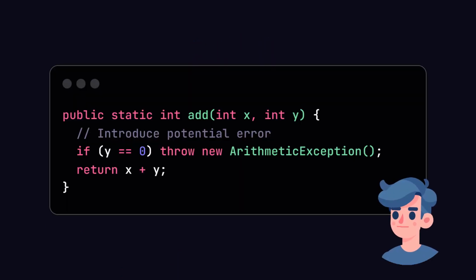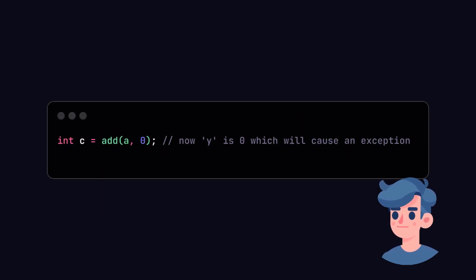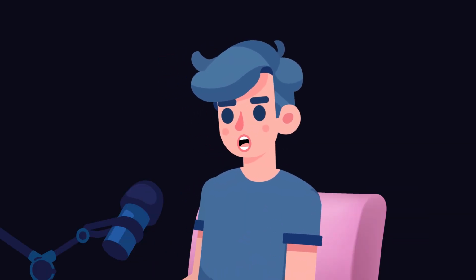So, let's modify our add method to introduce an error, for instance, a potential division by 0 error. With this error in place, rerun the debugger. If you pass 0 as the second argument in the main method, we should trigger the exception and see how the debugger reacts. After running this time, the debugger should catch the exception at the point where it occurs.